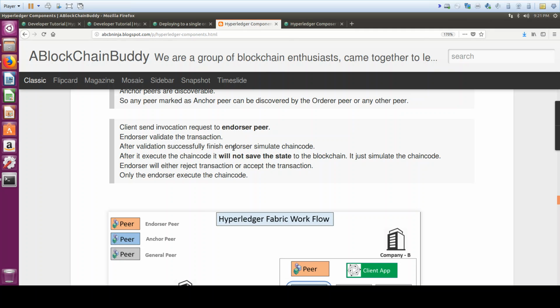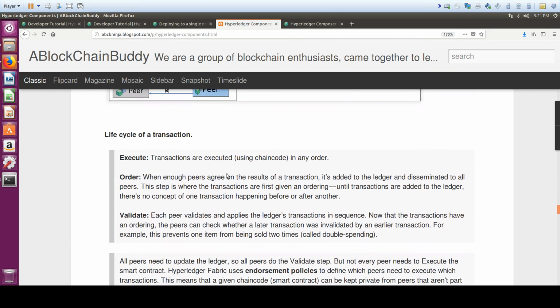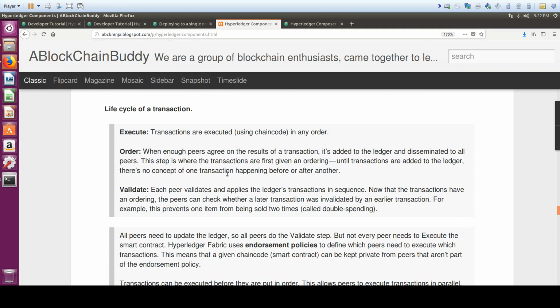So the validation is successfully finished. The endorser simulates the chain code and the endorser validates the transaction. After validation successfully finishes, the endorser simulates the chain code. After it executes the chain code, it will not save the state to the blockchain. It just simulates the chain code. The endorser will either reject the transaction or accept the transaction. Only the endorser executes the chain code. Okay, that's another key point.